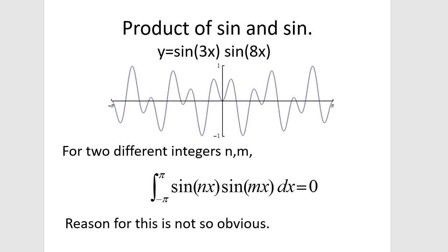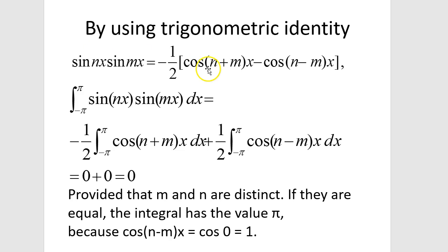The reason is not so obvious, so we have to do some trigonometry here. There's a trigonometric identity which says sine nx times sine mx is negative 1/2 times cosine of (n plus m)x minus cosine of (n minus m)x. And then if you use this, you get a straightforward answer, which is just 0. That's because we've already established that if you integrate the cosine by itself, it's 0.